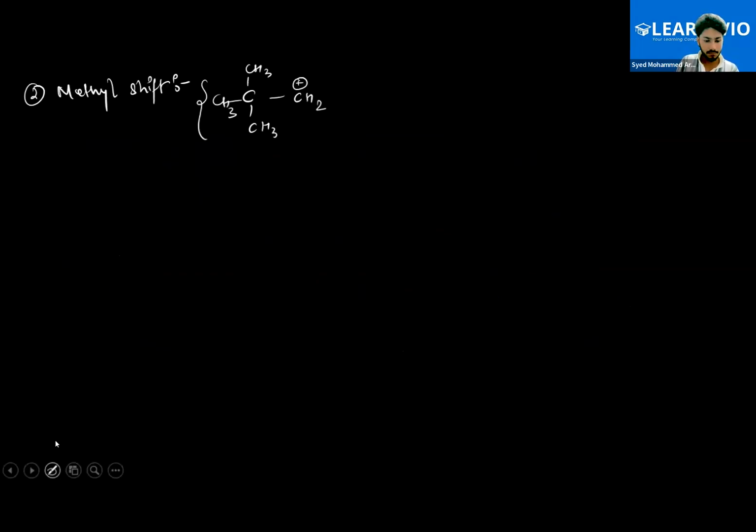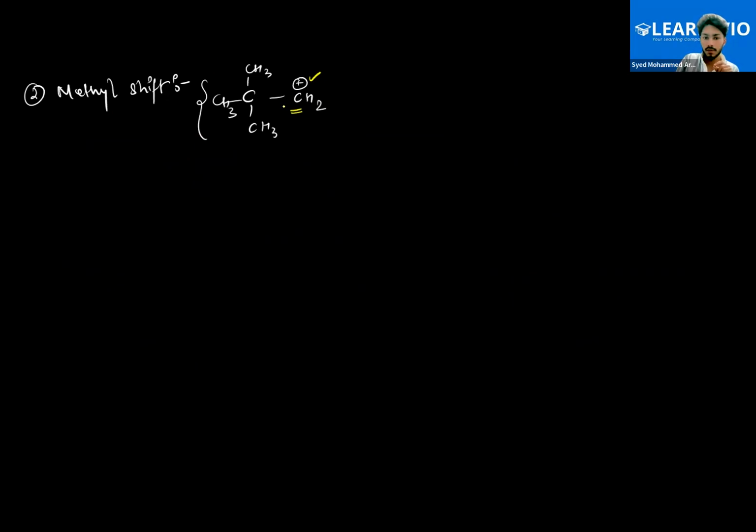The other one is the methyl shift. Now let us discuss this methyl shift. I am having an example of this methyl shift. Why? Because see here, this is my compound. Fine. This is my compound. See here, in this I am having the cationic carbon, which is 1 degree. Here, this is the cationic carbon, which is 1 degree.